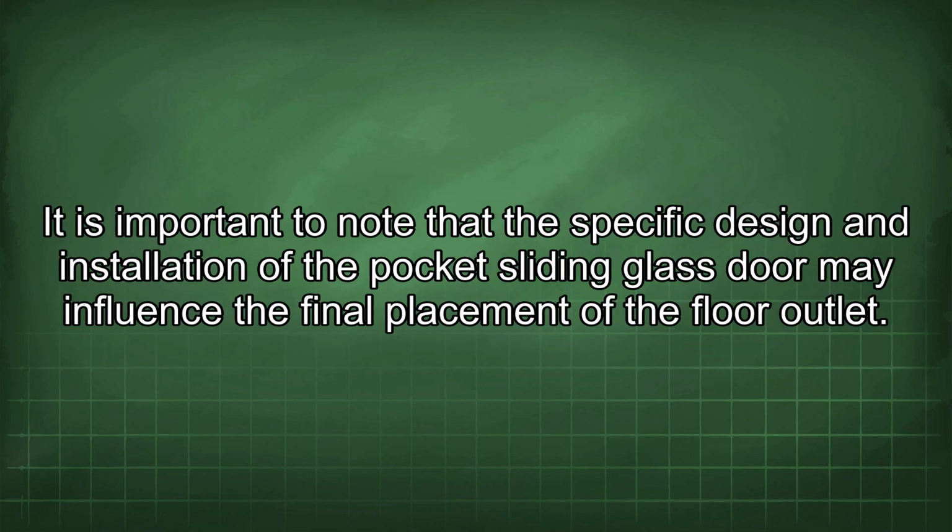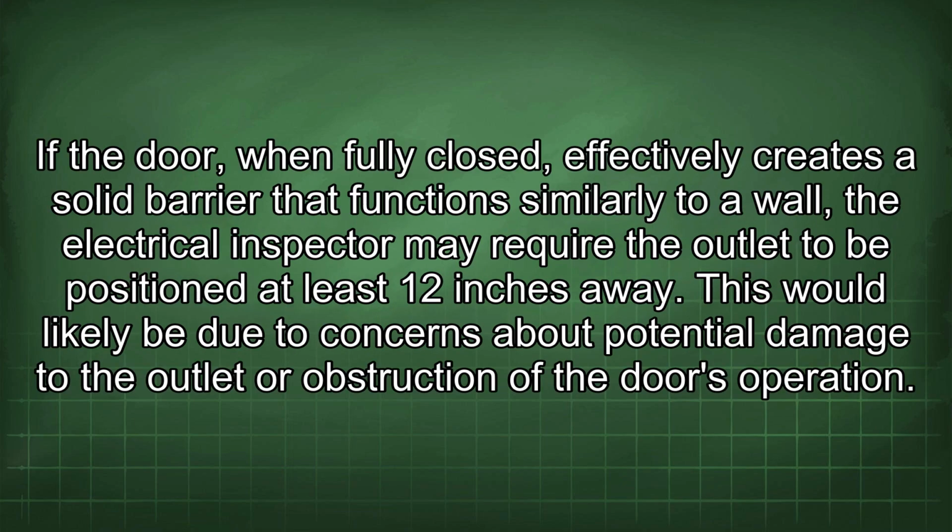It is important to note that the specific design and installation of the pocket sliding glass door may influence the final placement of the floor outlet. If the door, when fully closed, effectively creates a solid barrier that functions similarly to a wall, the electrical inspector may require the outlet to be positioned at least 12 inches away. This would likely be due to concerns about potential damage to the outlet or obstruction of the door's operation.